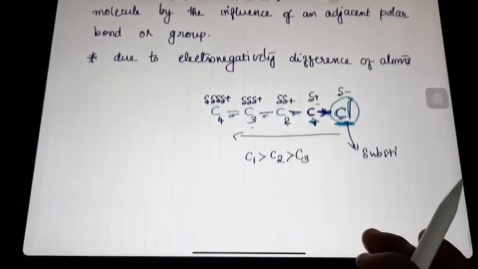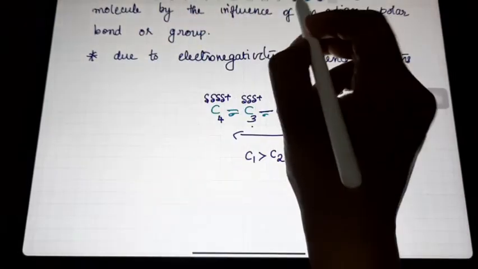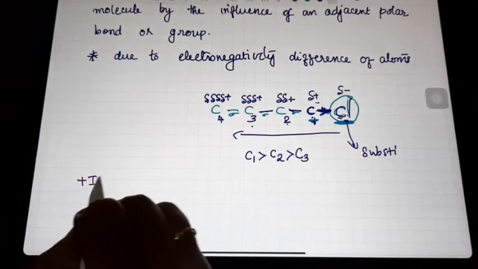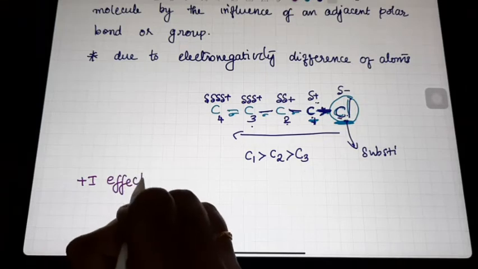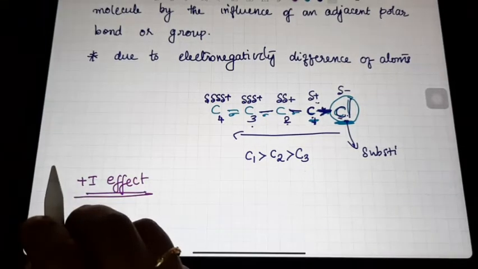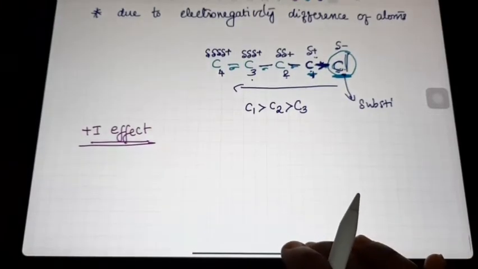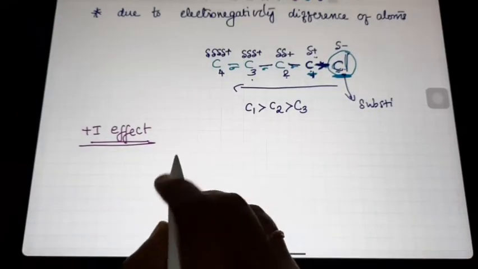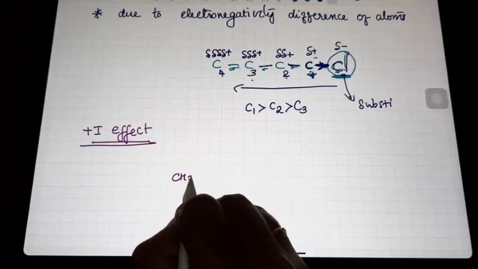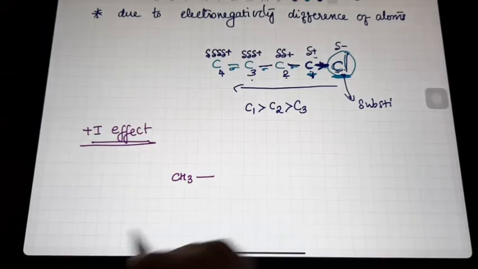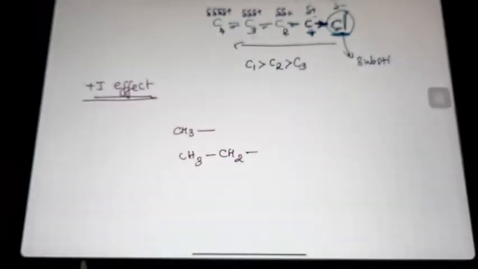This inductive effect is of two types: plus I effect and minus I effect. So what is meant by plus I effect? Plus I effect means atoms or groups which push the electrons. So here, when you consider CH3, this is an alkyl group. Different alkyl groups you are familiar with. CH3CH2 is another alkyl group, said to be the ethyl group.